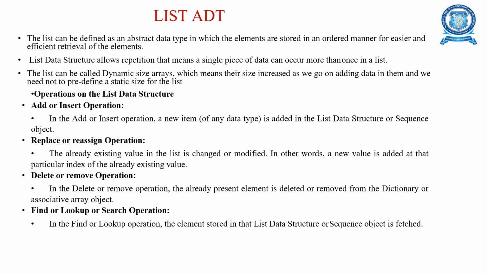Next we'll discuss the list abstract data type. The list can be defined as an abstract data type in which the elements are stored in an ordered manner for easier and efficient retrieval of elements. So it will be easy to retrieve the elements. And the list data structure allows repetition. That means a single piece of data can occur more than once in a list.